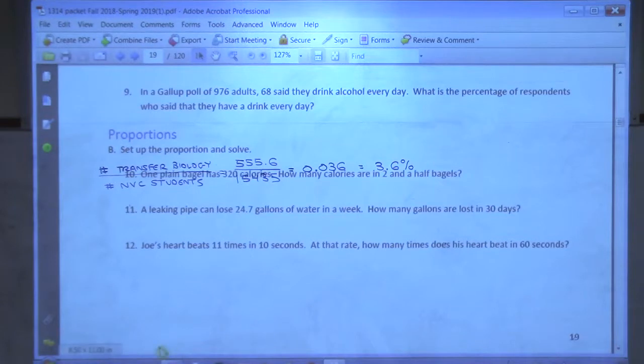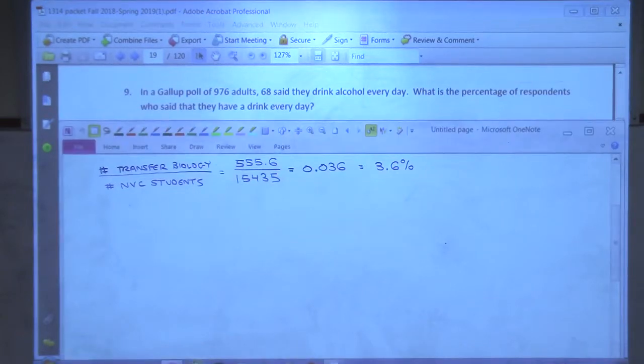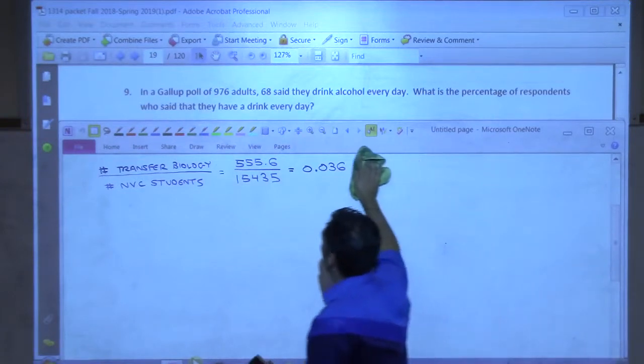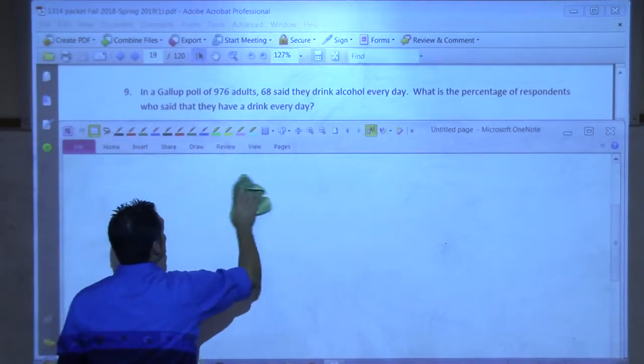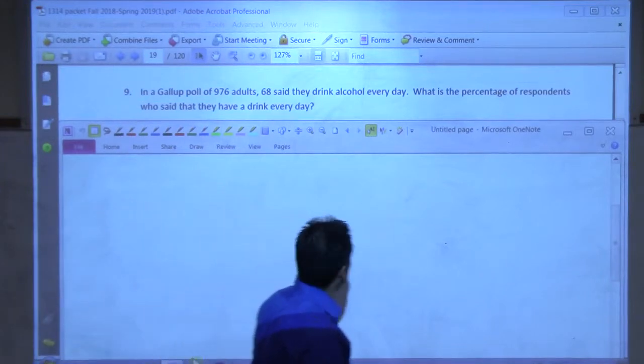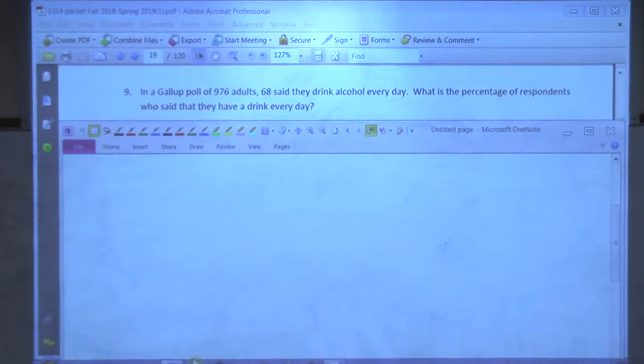What is this? Okay. In a Gallup poll, 976 adults, 68 said they drink alcohol every day. What is the percentage of respondents who said they have a drink every day?